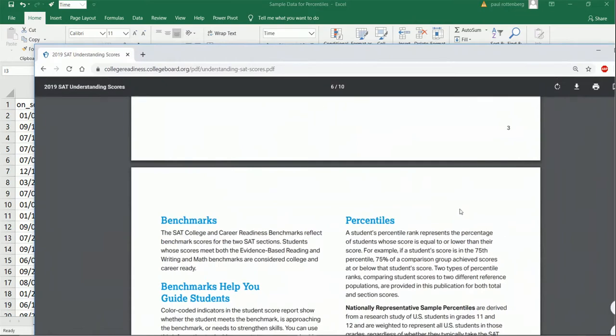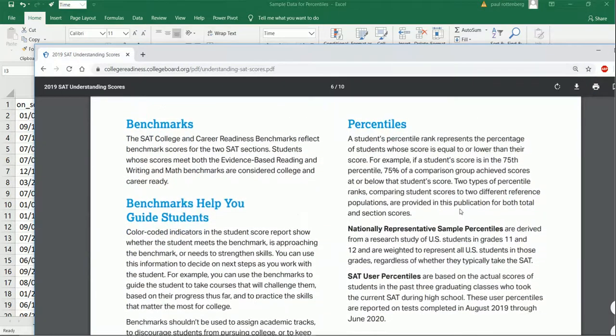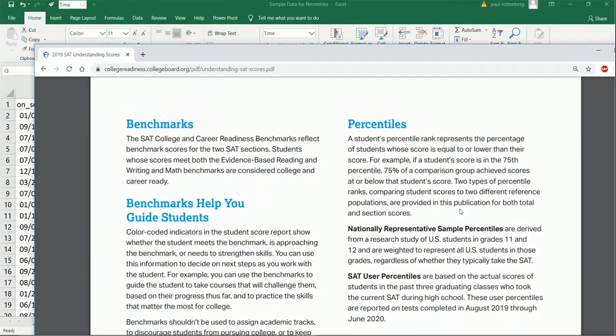So this is from the College Board's website. If you were taking the SAT, or you had a kid who was taking the SAT, they would get a raw score and then they would get a percentile ranking. So let's see what the College Board, which tests about 1 million kids a year, says. They say a student's percentile rank represents the percentage of students whose score is equal to or lower than their score. For example, if a student scores in the 75th percentile, 75% of a comparison group achieves scores at or below that student's score.